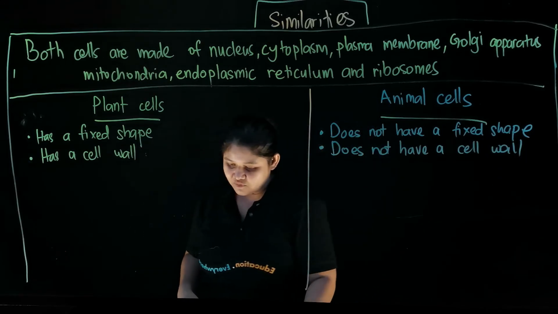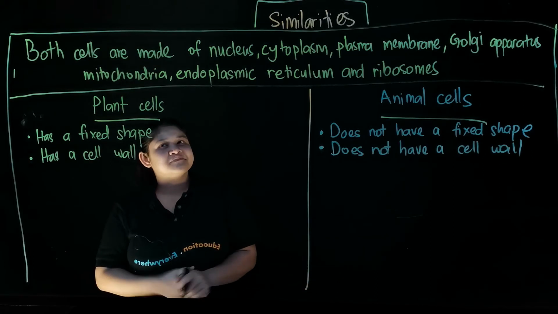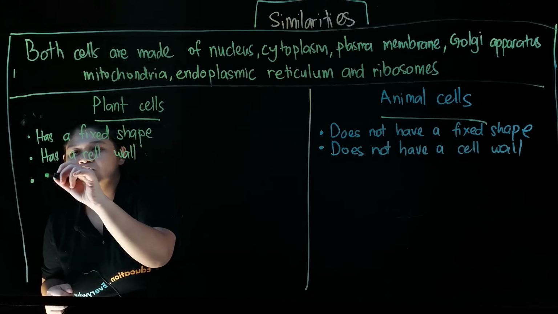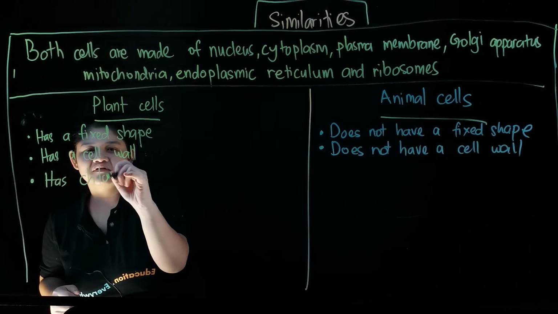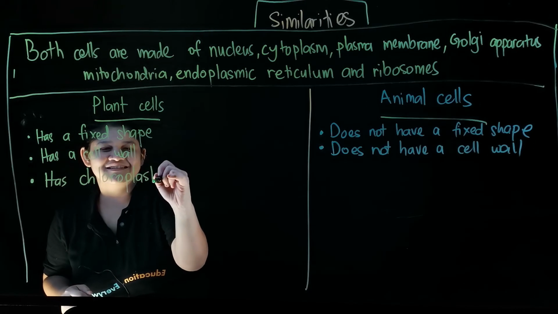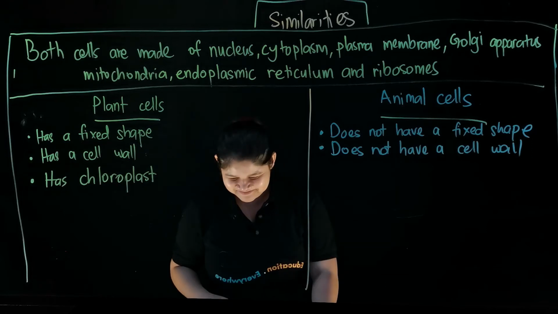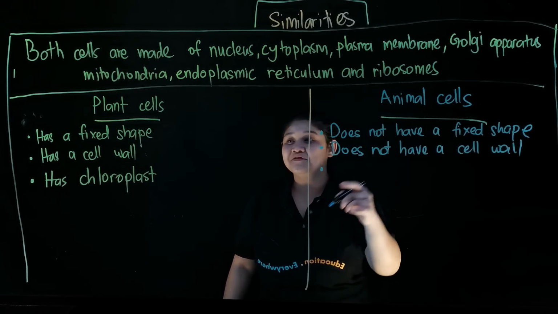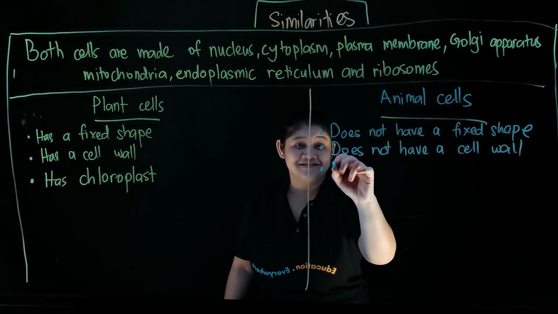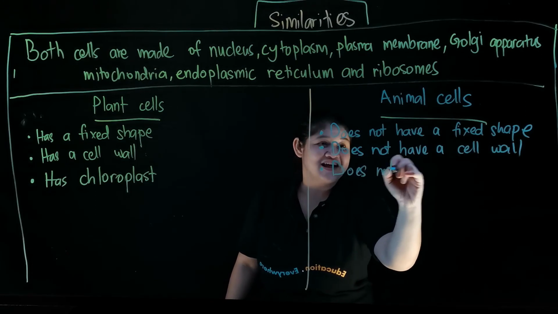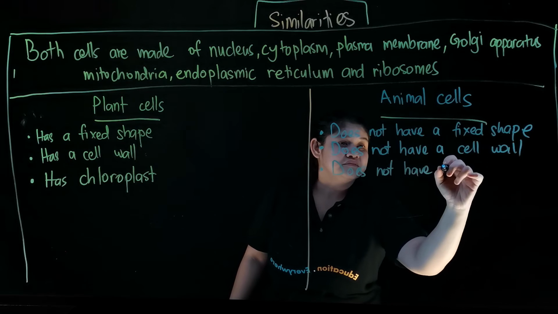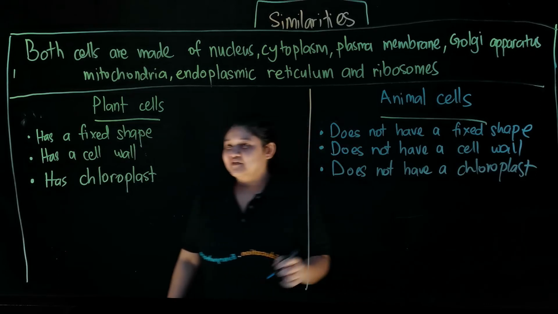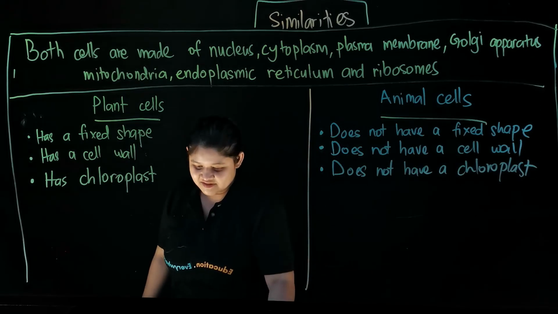What are some more differences? Plant cell has a green thingy that is called chloroplast. Hold on, does an animal cell have chloroplast? Well, if you see any of your friends turn green, meaning that he has a chloroplast. Or else, no, it does not have a chloroplast.